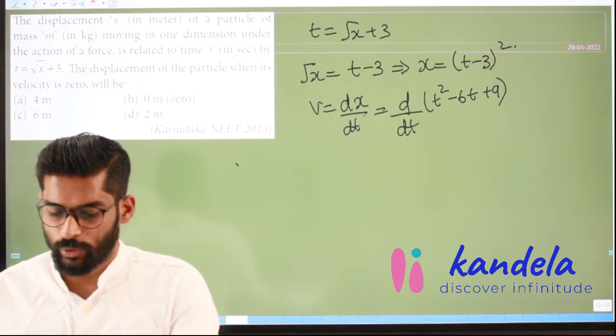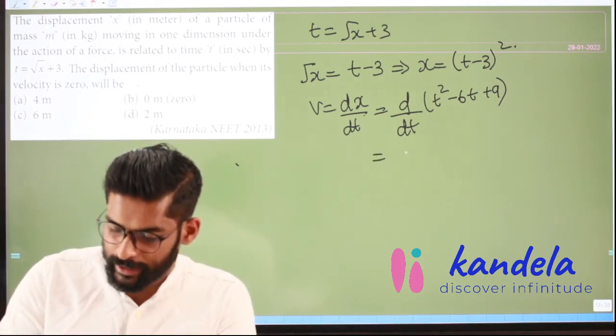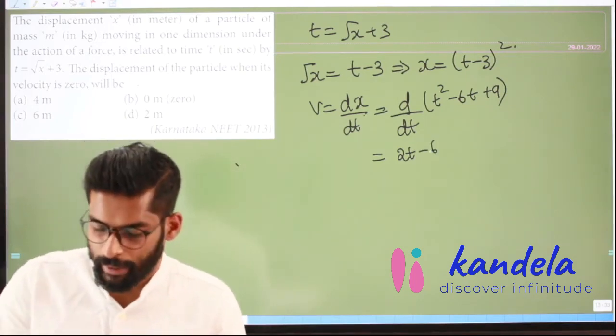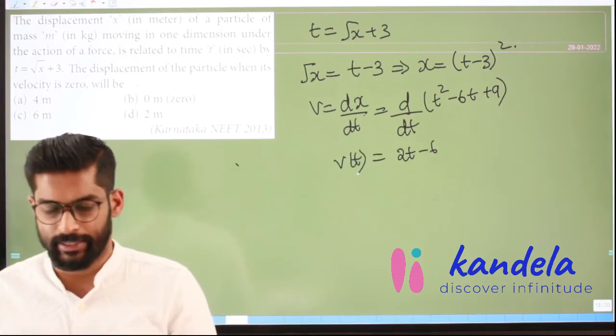Okay, so it's t square minus 6t plus 9. Taking the derivative, I will get 2t minus 6. Okay, so my equation of velocity with respect to time is 2t minus 6.